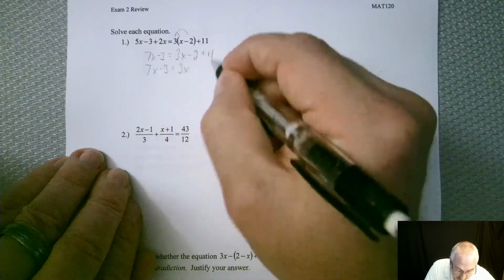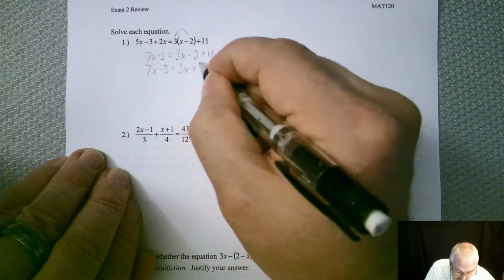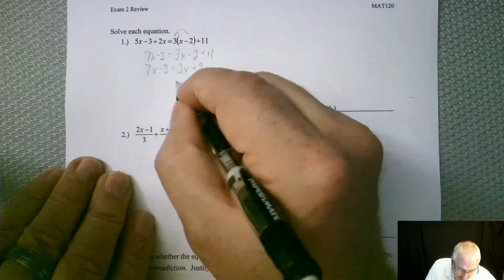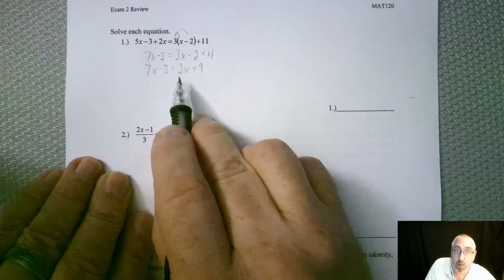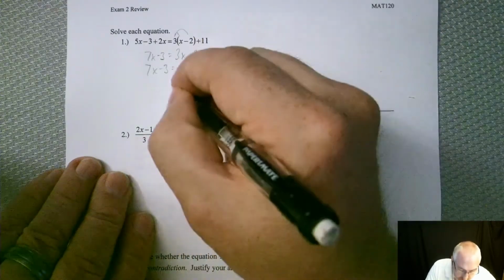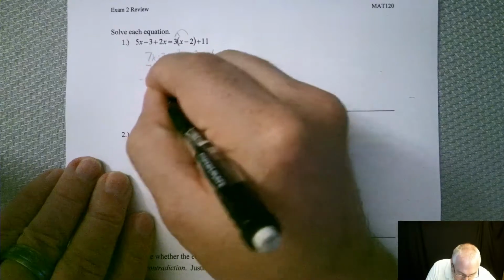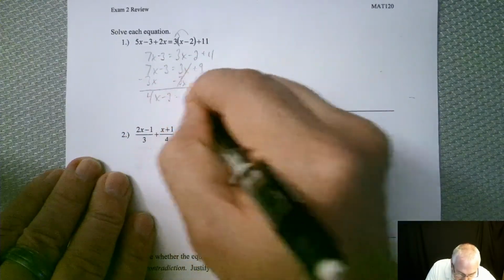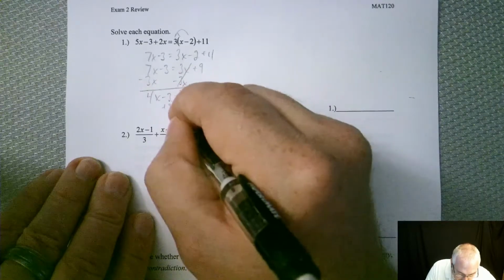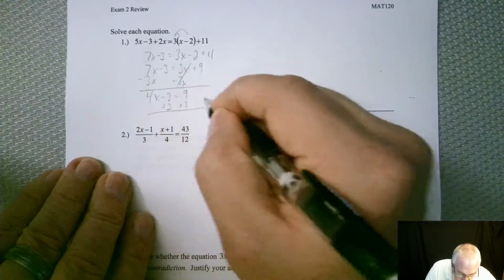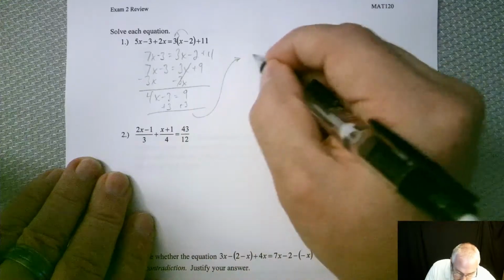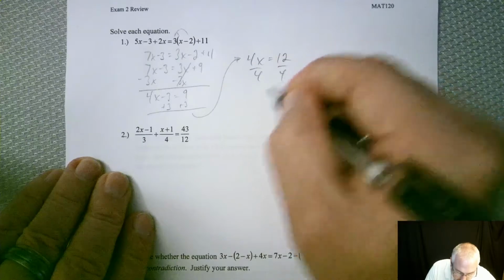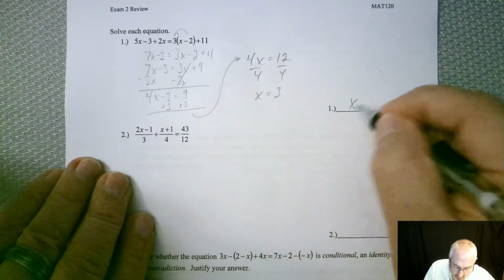So negative 2 plus 11 better be a positive 9. And then we can do some subtracting. So now we would want to move our x's all into one side. So let's subtract 3x. That'll give us a 4x minus 3 equals 9. Let's add the 3. And so we'll get a 4x equals 12, divided by 4 for x equal to 3.